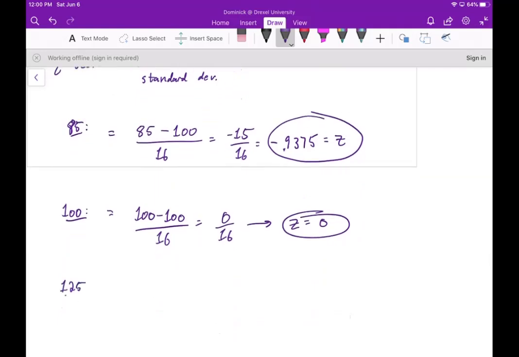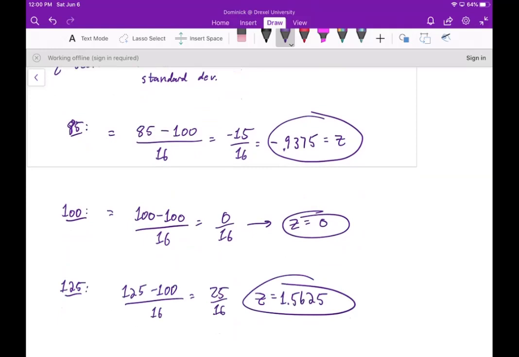And then finally, if we do this for 125, I'm doing 125 minus 100 over 16, so I get positive 25 over 16. And if we divide this, we're going to get a positive z equal to 1.5625. So that's our z-score there.